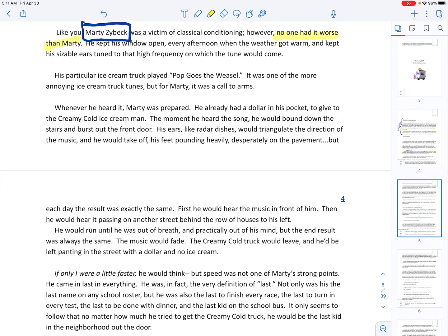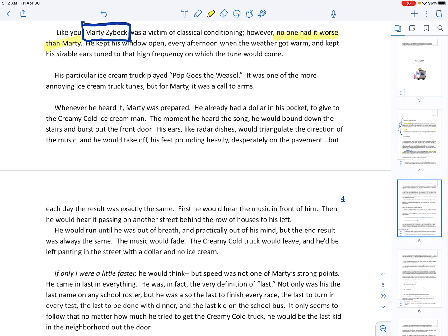His particular ice cream truck played Pop Goes the Weasel. It was one of the more annoying ice cream truck tunes, but for Marty, it was a call to arms. Whenever he heard it, Marty was prepared. He already had $1 in his pocket to give to the creamy, cold ice cream man. The moment he heard the song, he would bound down the stairs and burst out the front door. His ears, like radar dishes, would triangulate the direction of the music, and he would take off, his feet pounding heavily, desperately on the pavement.